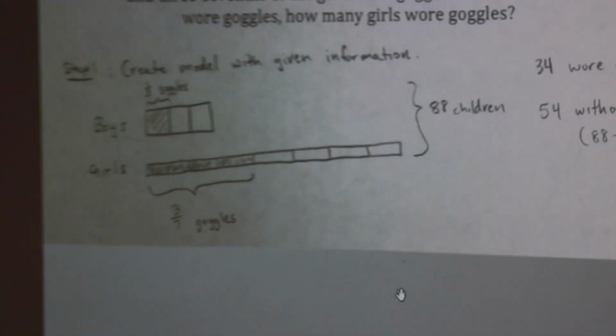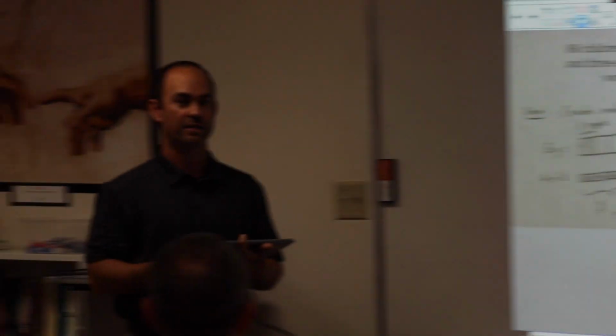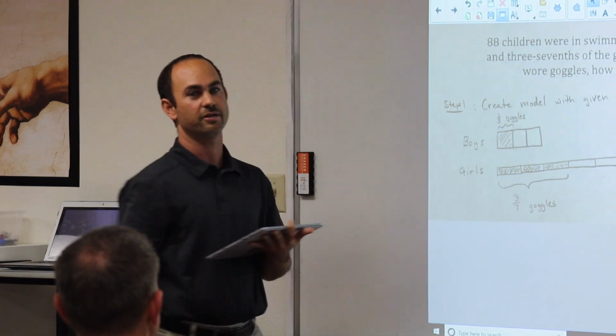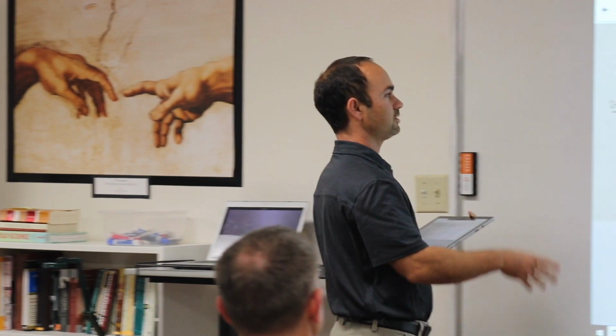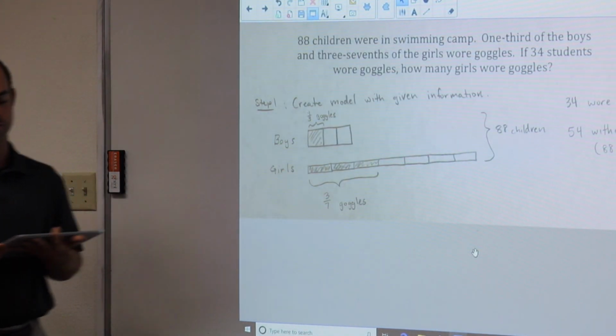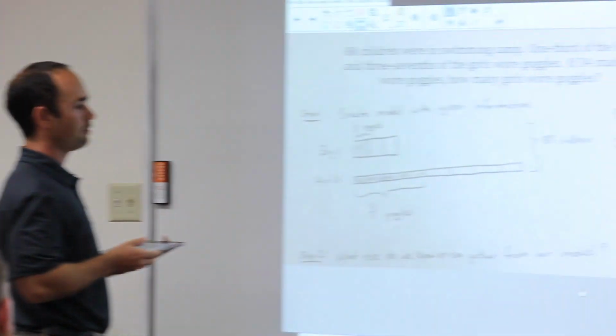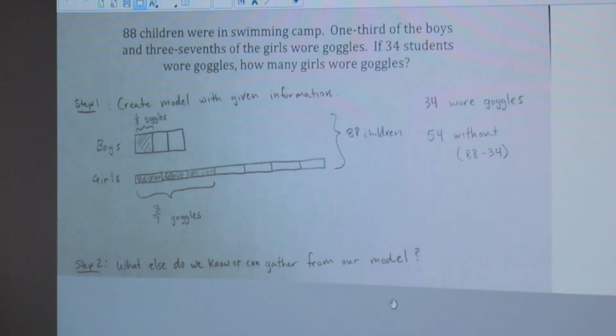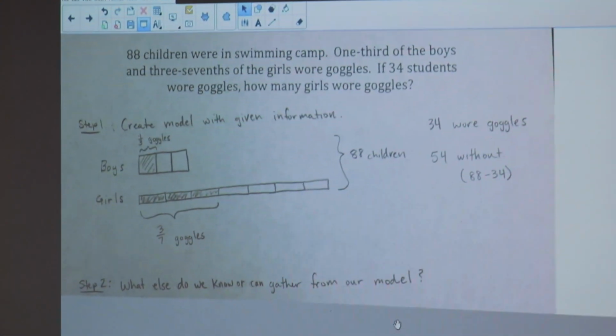So here's my bar model. It's a good way for me to attack this problem, right? So a student can look at this problem. I bet you there are students in other schools that would look at this problem and just say, forget about it, right? But our students will hopefully be able to dissect the problem and then draw a representation using bar models to better understand it. So what else do we know or can gather from our model? If I was presenting this to my students, these are the questions that I would ask them, and we'd go through it.